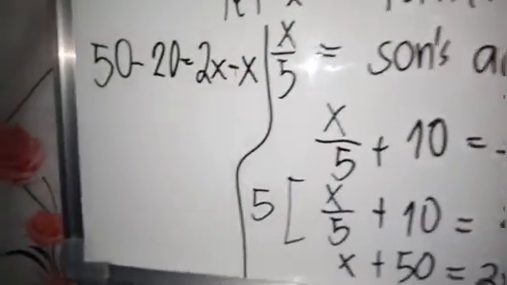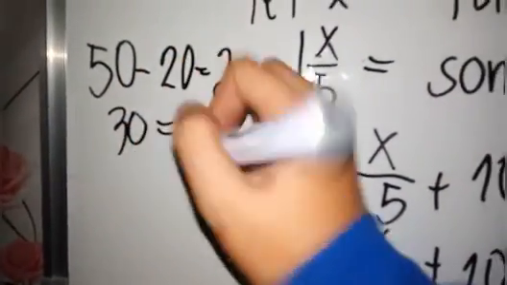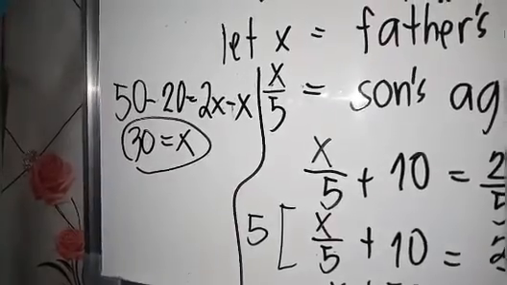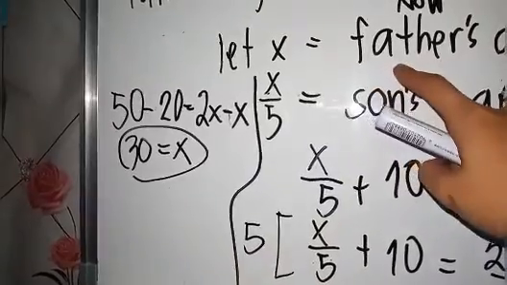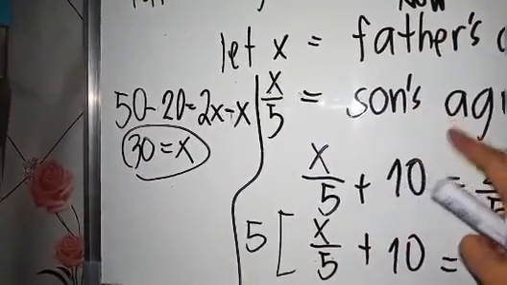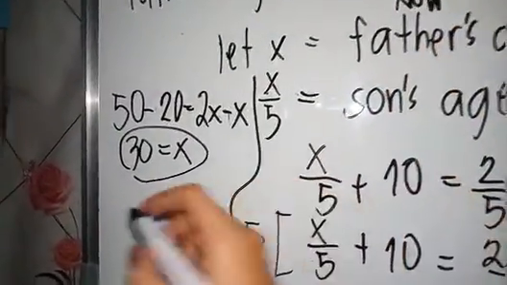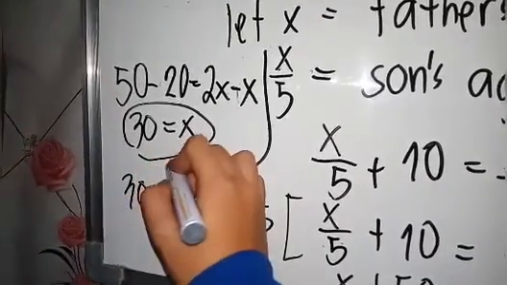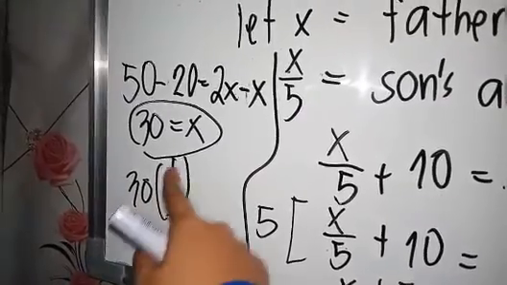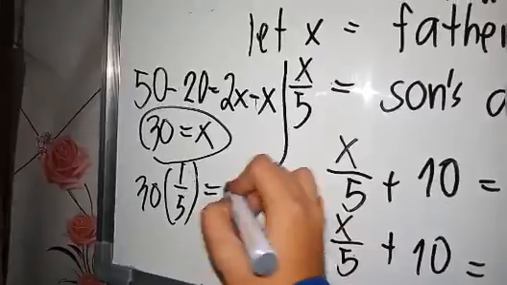Ngayon, simplify na tayo. So, we have 50 minus 20 will give us 30. Then, we have 2x minus x will give us x. So, yung x natin dito will be the father's age now. Next, kunin naman natin yung age ni son. Since sinabi kanina na 1/5 of his father's age, so, ita-times lang natin yung 30 sa 1/5. Okay, so 30 times 1 will give us 30. 30 divided by 5 will give us 6.